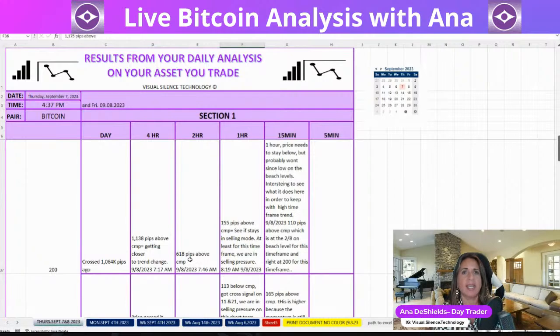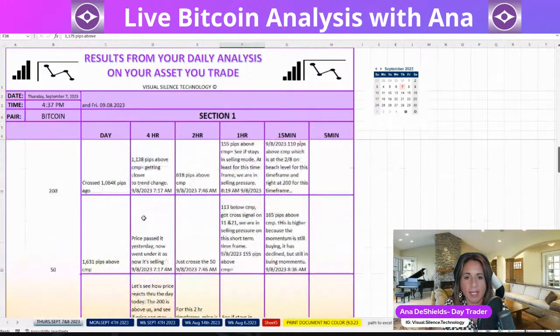And then Sunday, as you know, is a nice day that she likes to move in the late afternoon and early morning. So that's the location for price on the EMAs. And for the 50, same thing. I just tracked that. And on the 2-hour, price had just crossed the 50. On the 1 hour, price was only 113 pips below current market price from the 50.